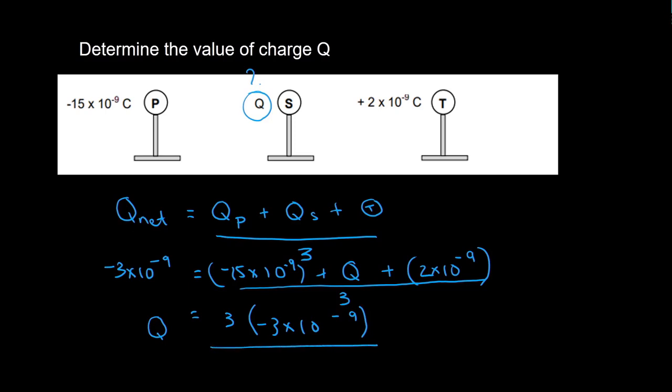So we would have plussed this one and that one together, and then we divide the minus 3 times 10 to the minus 9 by that value, which ends up being minus 13 times 10 to the minus 9. I'm running out of space here, so I'm going to write the answer next to it. You would write it underneath it, so it's nice and neat. And the answer here for Q is plus 4 times 10 to the minus 9 Coulomb.